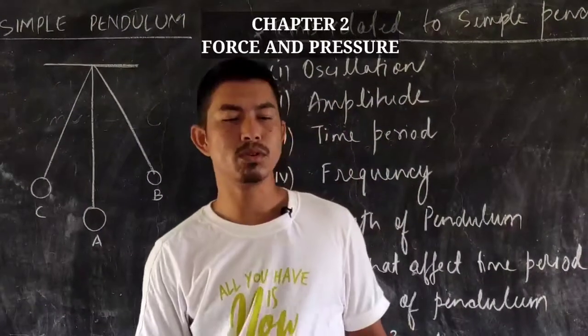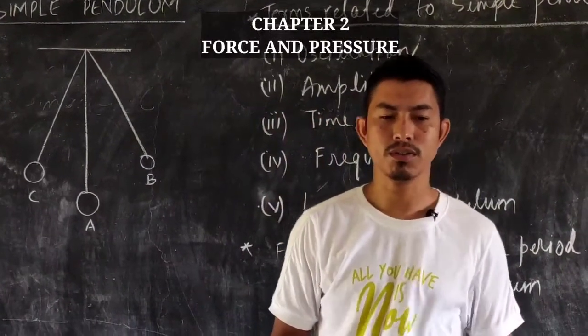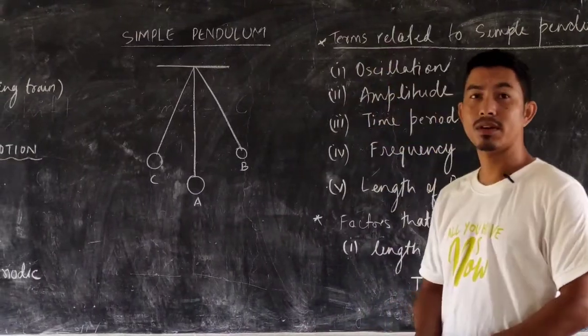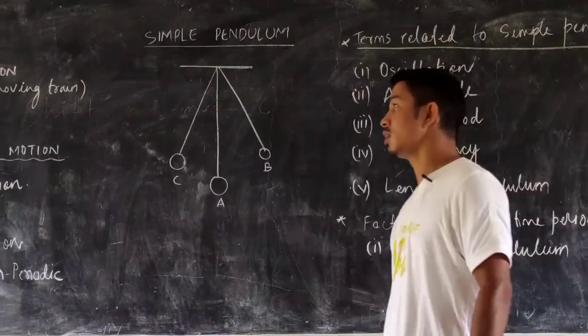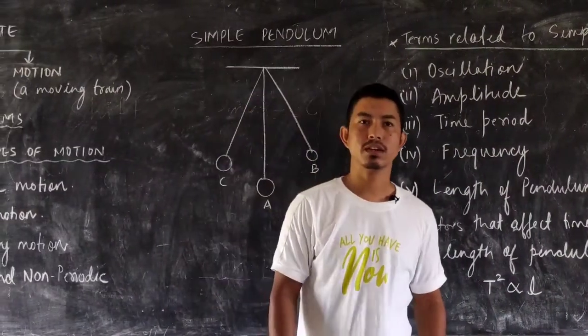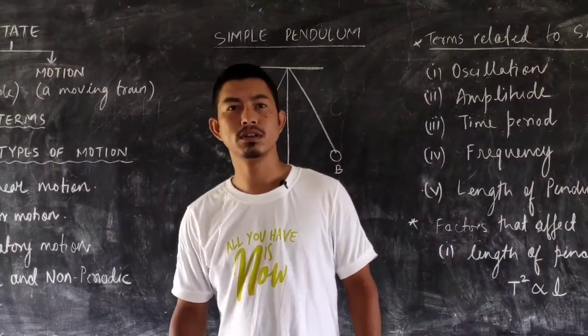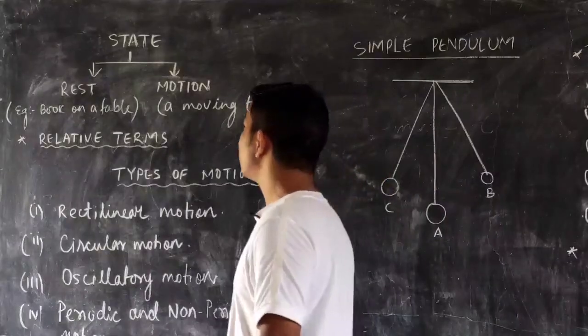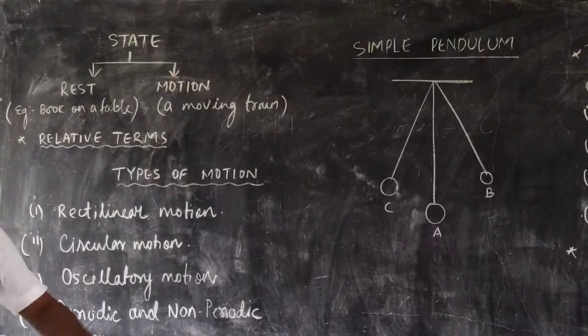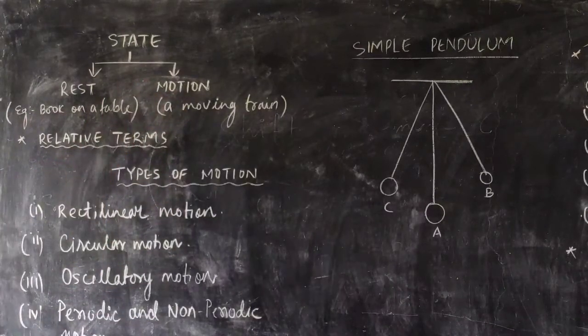Today we will learn chapter 2, Force and Pressure of your physics textbook. Starting with this chapter, you already know that force is the cause that can change a body's state. Now coming to the term state, we know that in physics there are two states. The body can either be at rest or in motion.